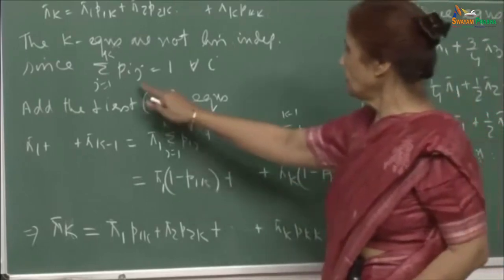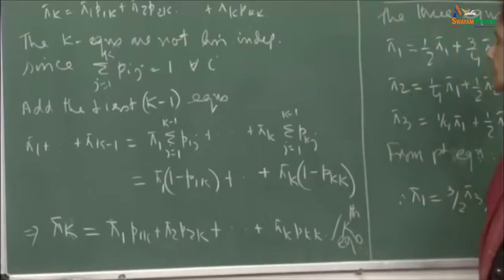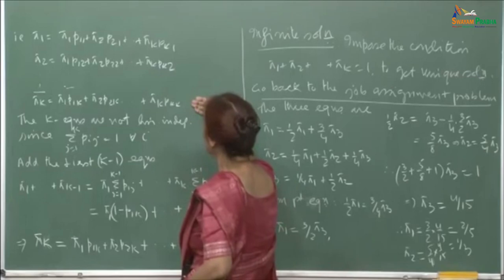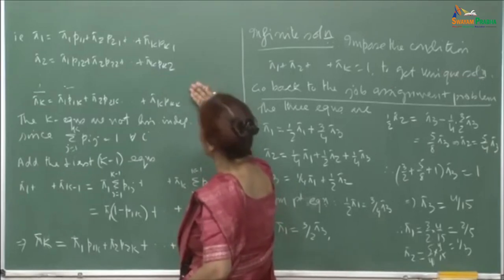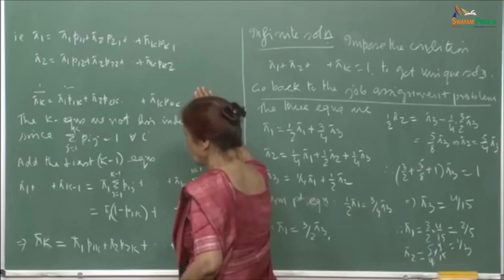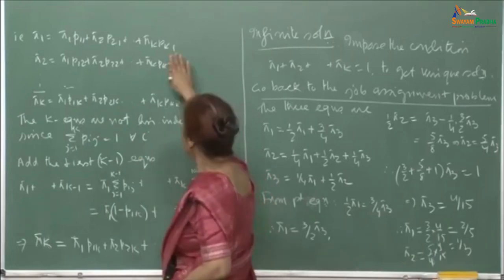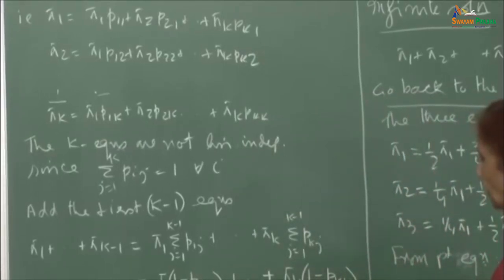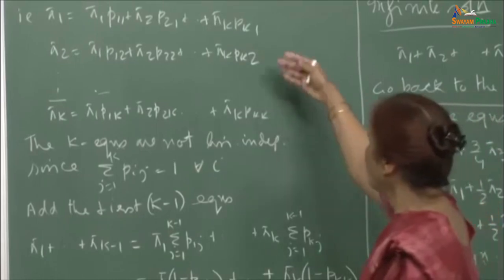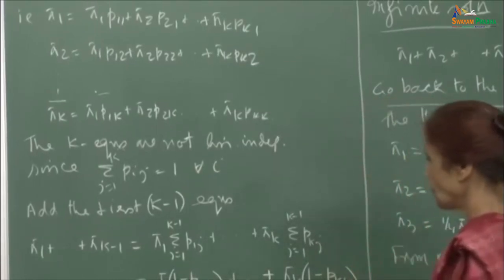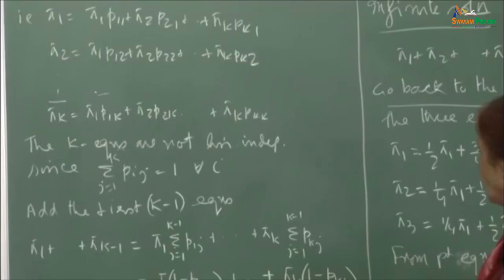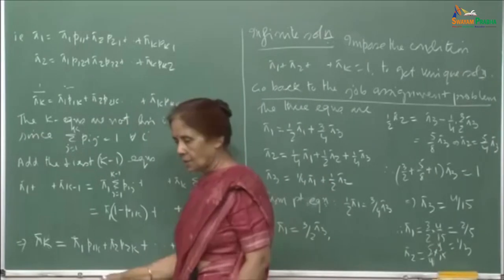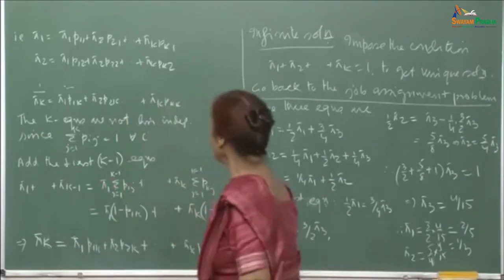Because the probabilities in the rows sum up to 1, these k equations are not linearly independent. In fact, the first k minus 1 or any k minus 1 of them will lead you to the kth one, because here I just chose the first k minus 1. You can choose any k minus 1 and obtain the remaining one by adding the k minus 1 equations you have chosen. Therefore, there are infinite solutions, because the coefficient matrix is singular.